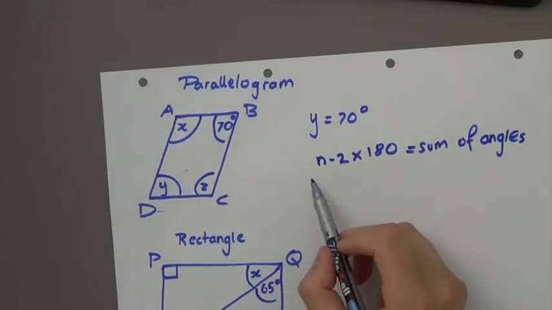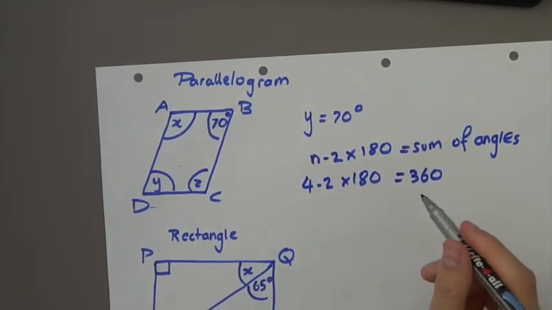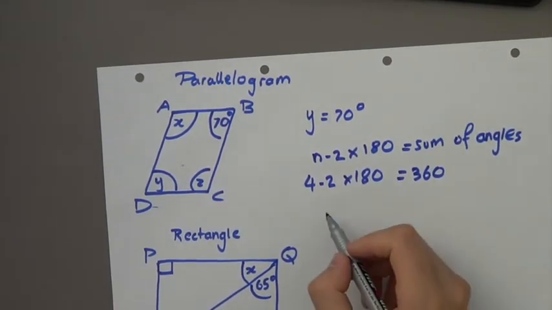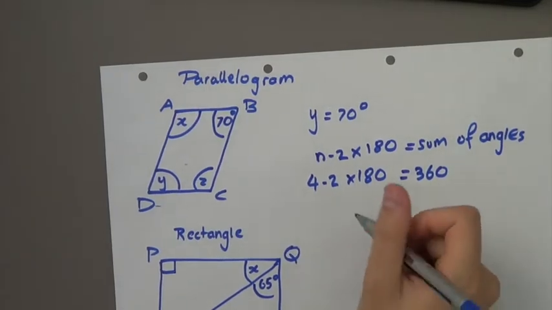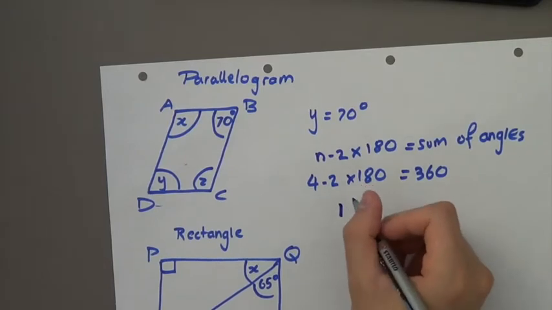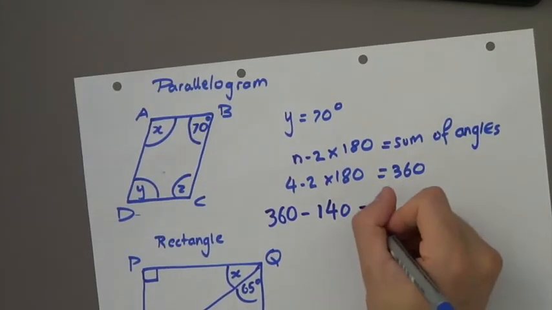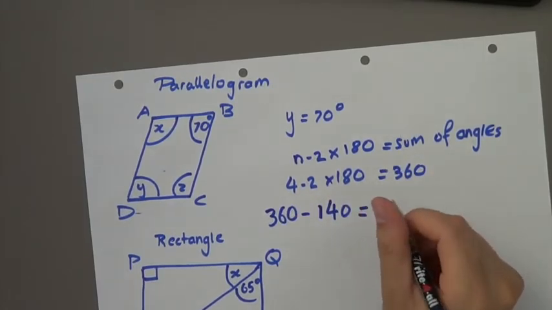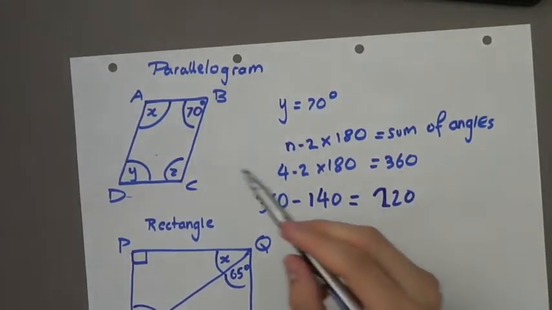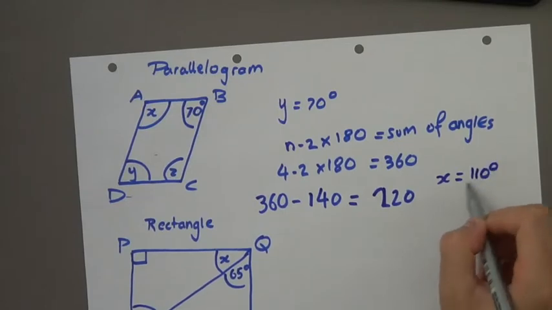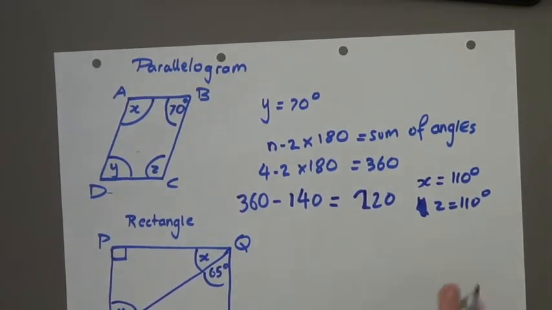So this is a four-sided shape. 4 minus 2 times 180 is 360. 70 times 2 is 140, so X and Z have to equal 220 together, since 360 minus 140 is 220. Therefore X and Z equal 110 degrees each. So that's basically how we worked that out.